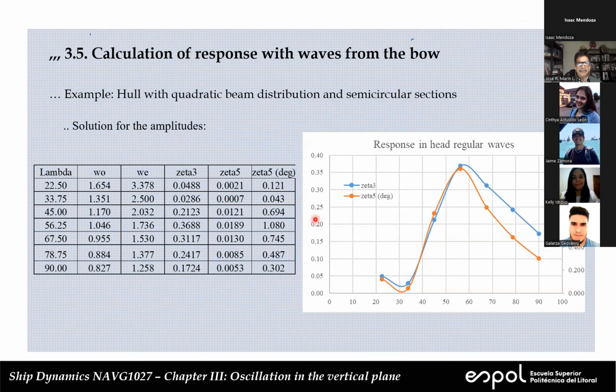That's the response. So in here, I have the wavelength. Here, this is zeta 3. This is zeta 5. You see that we have a resonance. Usually, the natural frequencies in this case, heave and pitch, are very close. It's usually the case.